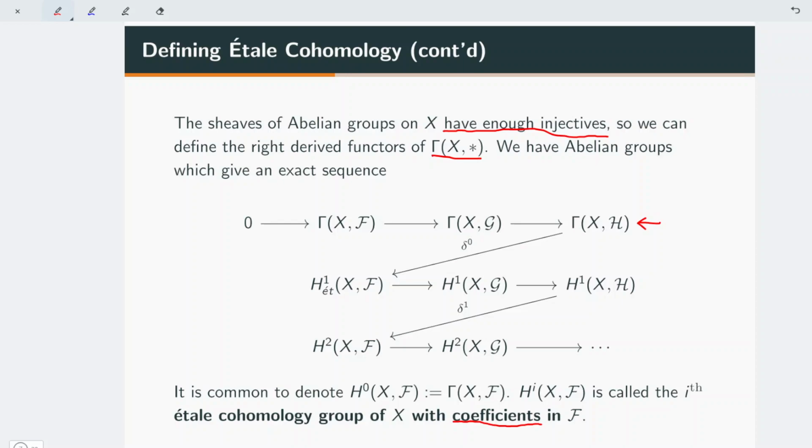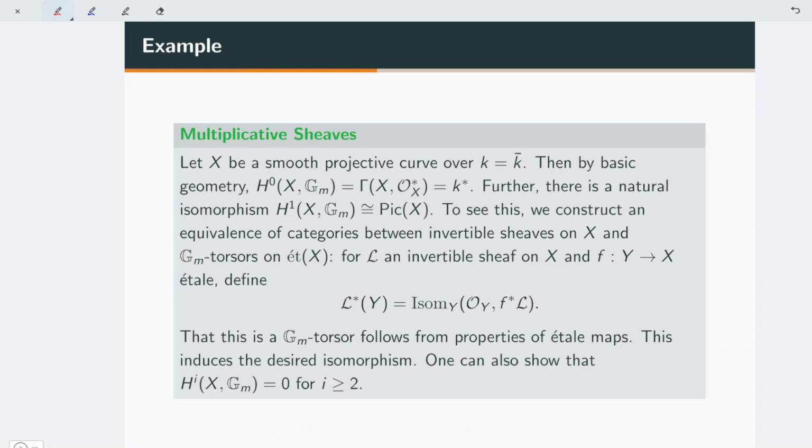Okay. So, summary, the Etale cohomology groups make the global sections of sheaves on the Etale site exact. The catch is that it's not usually a short exact sequence. So let's look at an example. The example is going to be these multiplicative sheaves, namely let X be a smooth projective curve. Actually, I think what I write here works for a higher dimensional variety, but we do want it to be over an algebraically closed field K.